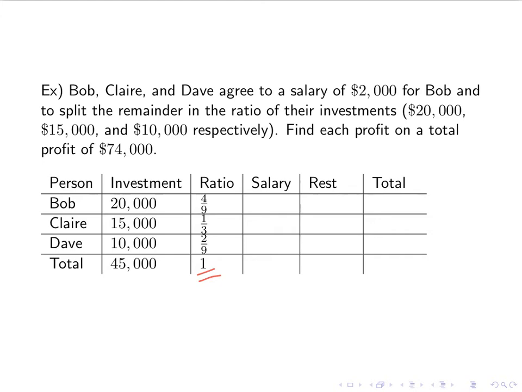Don't round. Don't call 4/9 0.44. Okay, it's got to be the whole thing. So you want to leave them as fractions. Again, 1/3 is not 0.33. Do not round.